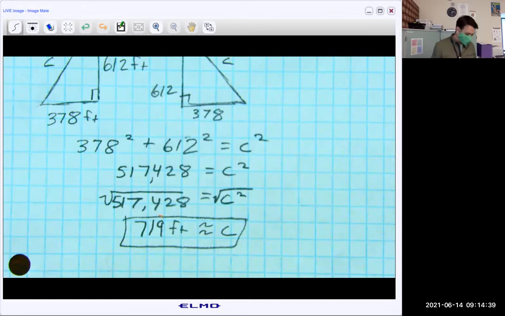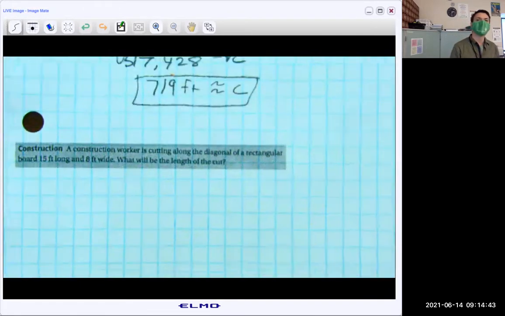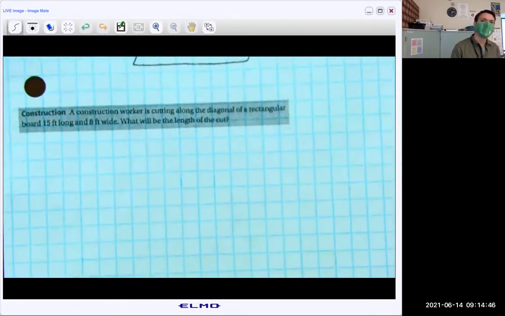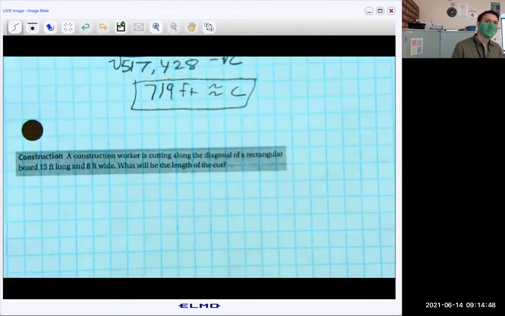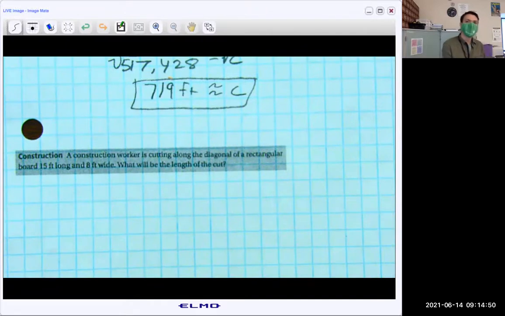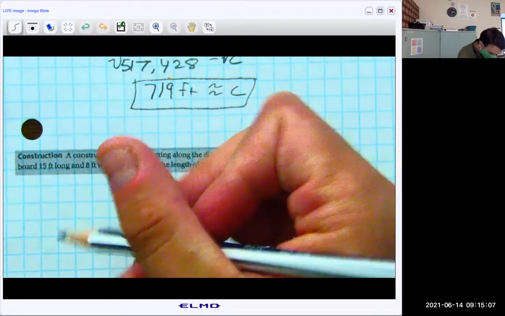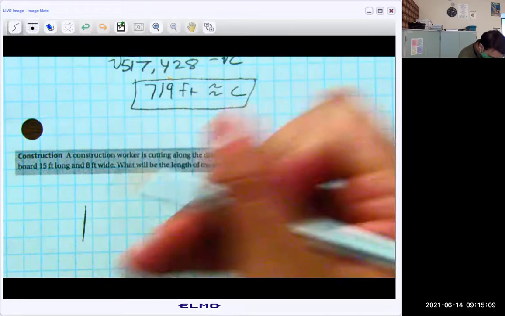I want to show you one more, and this is one that people end up using Pythagorean theorem a lot on, a situation like this. A construction worker is cutting along the diagonal of a rectangular board. We want to know what the length of the cut will be. This happens a lot in construction. You're dealing with materials and you need to get this piece of wood to fit where you want it to fit. The question is always, well, how long is this side going to be? So the tip is to first draw your picture. It looks like this.